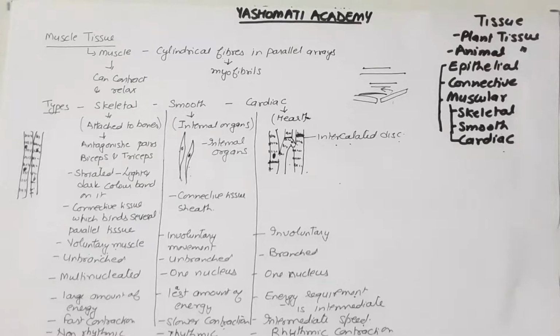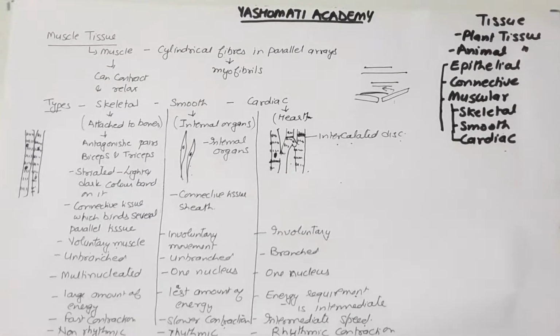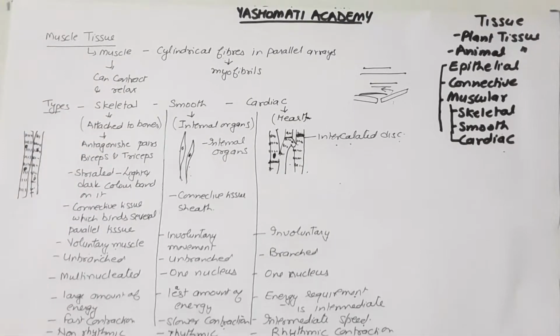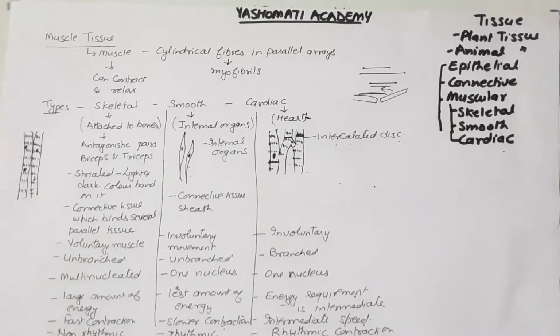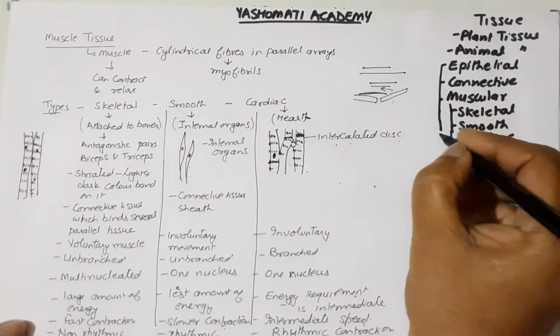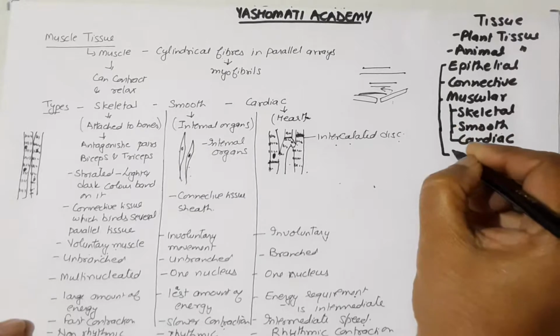So these are some of the similarities and differences which you need to remember so that you can understand the differences as well as similarities between these three types of muscles. So this is all for the muscular tissue. In the next class, we will study the last and the fourth type of animal tissue, that is nervous tissue.